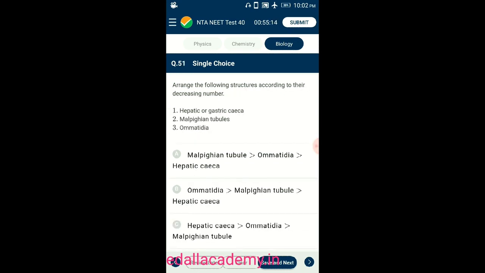Question number 51. Arrange the following structures according to their decreasing number. Hepatic caeca are 6 to 8 blind tubules present at the junction of foregut and midgut. At the junction of midgut and hindgut, 100 to 150 yellow colored thin filamentous Malpighian tubules are present. Each compound eye of cockroach consists of about 2000 hexagonal ommatidia. So the answer for this question is option B, ommatidia, Malpighian tubules, hepatic caeca.